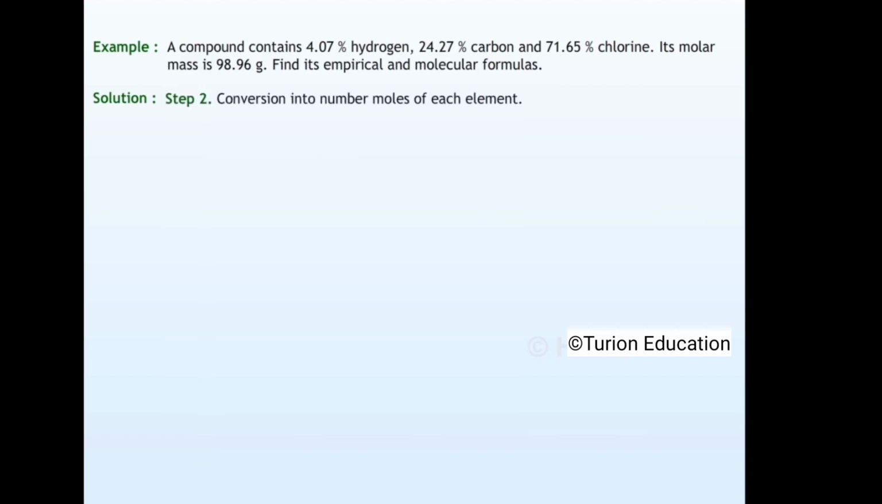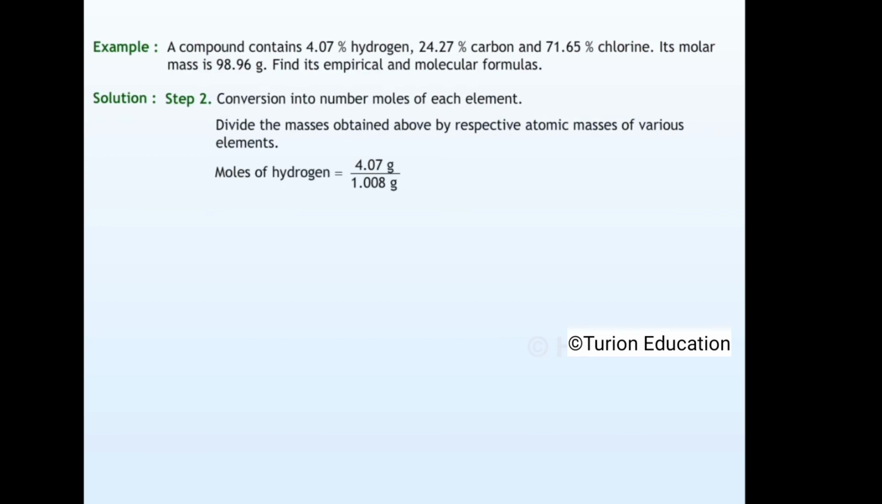Step 2. Conversion into number of moles of each element. Divide the masses obtained above by respective atomic masses of various elements. Moles of hydrogen equals 4.07 grams by 1.008 grams equals 4.04. Moles of carbon equals 24.27 grams by 12.01 grams equals 2.021. Moles of chlorine equals 71.65 grams by 35.453 grams equals 2.021.